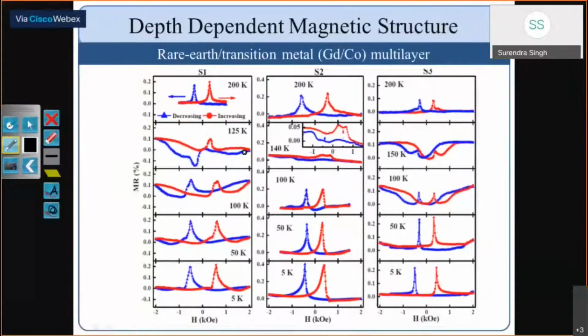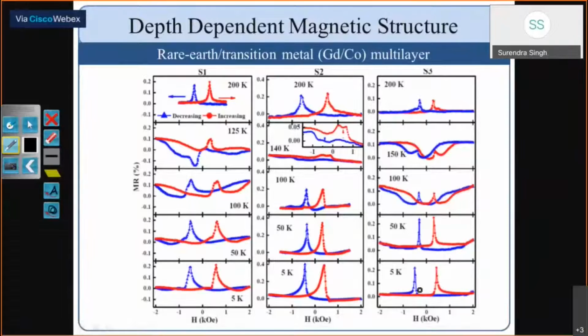The red one is while going from negative field to high positive field, and blue is when we reverse the magnetic field direction. So this is MR versus H. We are getting asymmetry; this is going up, this is going down. This asymmetry decreases in S2, where we didn't get that asymmetry, but we get additional features in the MR data. And when we go to a higher temperature, it becomes uniform again.